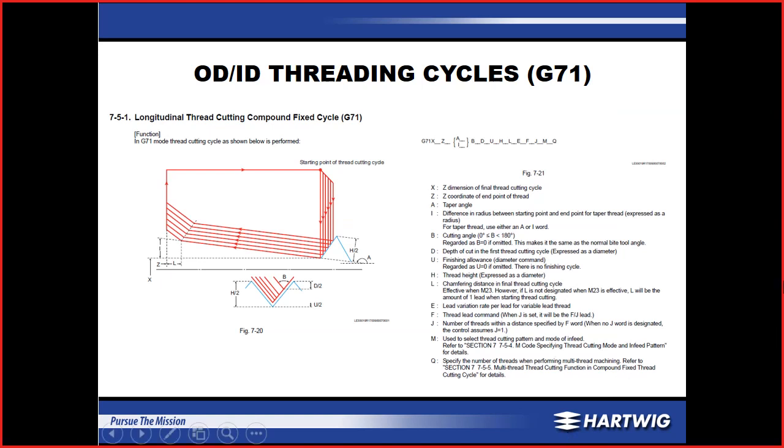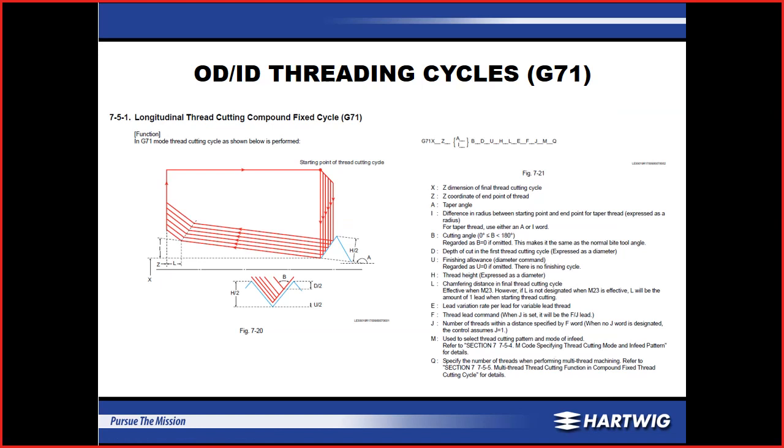For an ID thread, that is the major diameter. Then we have a Z coordinate, which is the end of the thread. A, if we have a taper angle, such as a pipe thread. B is going to be the included angle of our thread. So for a standard, that's going to be 60 degrees. For an Acme, that would be 29.5 degrees.